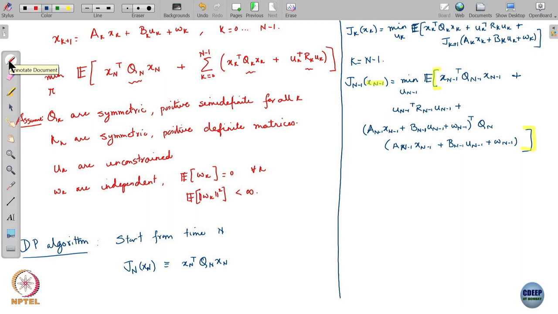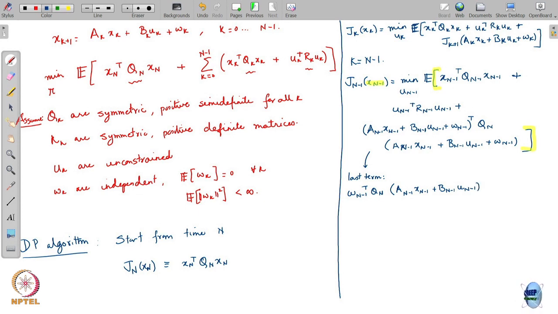Now, as you can see here, let us try to simplify a few things here. The last term here that we have can be expanded, ok. If you expand this term out, let us see what kind of form it takes. It would take the following form. I would get a term which has w n minus 1 transpose q n times this whole thing, a n minus 1 x n minus 1 plus b n minus 1 u n minus 1, right.